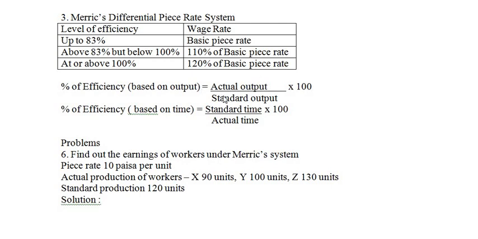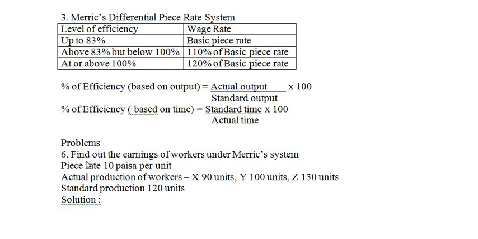Now, how to calculate efficiency? There is a formula based on output as well as based on time. In case of output, it is actual output divided by standard output into 100. In case of time, it is standard time divided by actual time into 100. So this chart you will have to remember, because sometimes the chart will be given in the problem and sometimes it may not be given in the problem. So you will have to remember this chart. We will solve problems on this.